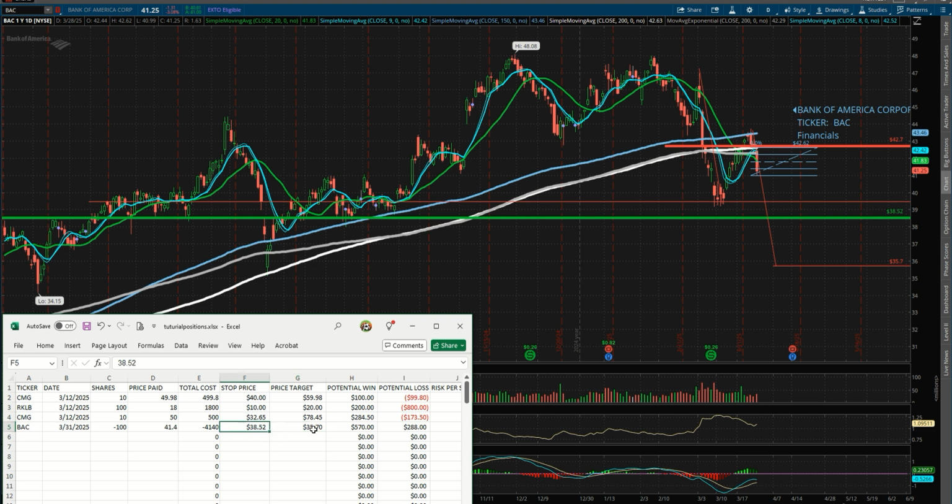We want to change our price target to 38.52. Alright, our stop price remains the same, 43. So we're risking $160 to make $288. That's a little bit better. But we really would like to see it get down here, or lower, of course.